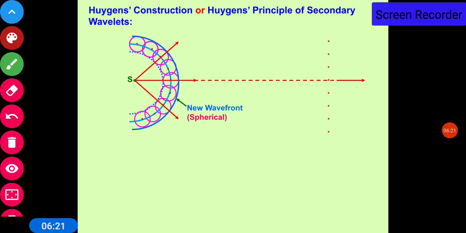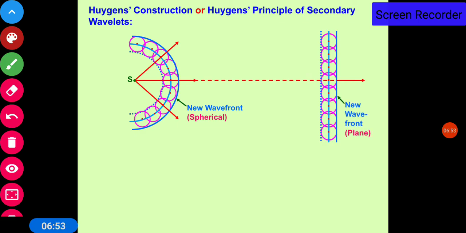Now, at a very far away point, the dotted line shows that the point is very far away. These dots are again points on the secondary wavefront, and these points will behave as a fresh source of light, and from here the light will again move in all directions. So in this case, the locus of the points having the same phase will be of the shape of a plane wavefront. So here the new wavefront will be of plane shape.